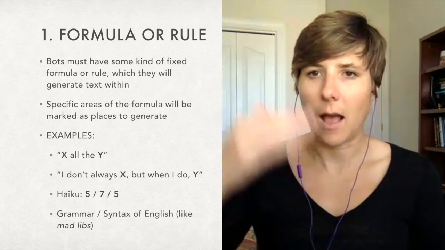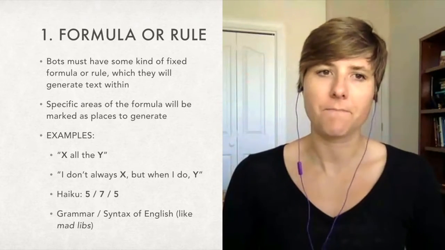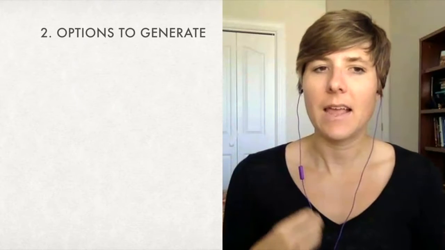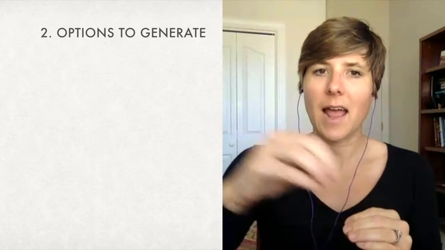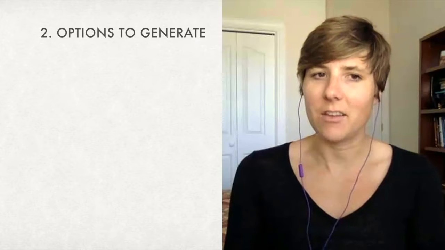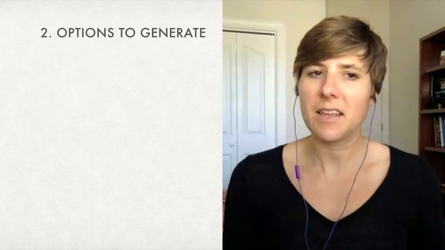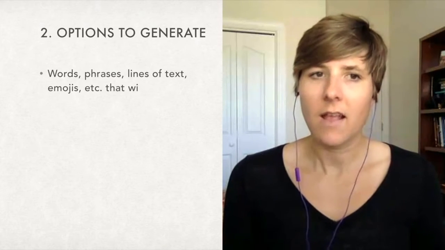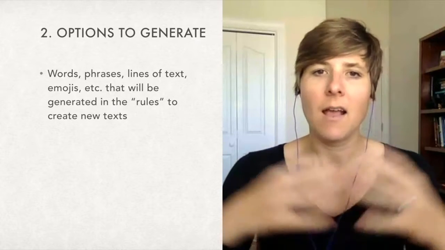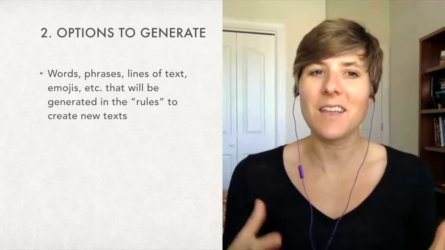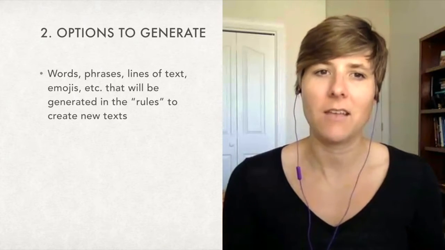You've now seen a few different examples. So the next step is the expansions, or the things that it actually fills in for X or Y in these formulas. These can be individual words, they can be whole lines of text, they can be certain parts of speech, they can be emojis. There are lots of things that can be filled in for the expansions.